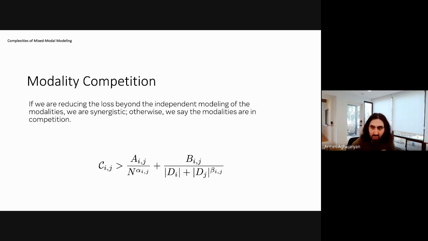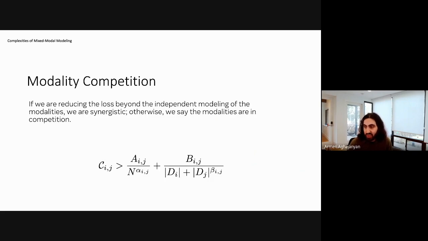And then this is when things get kind of interesting. Now we can start talking about modality competition. If we are reducing the total loss of modeling two modalities beyond the independent modeling of the two modalities, then we can say that we are kind of synergistic, right? Otherwise, we say that the modalities are in competition. And using our coefficients, it's very easy to tell where we are on the spectrum.